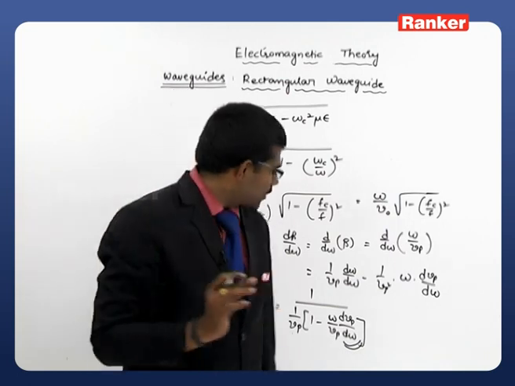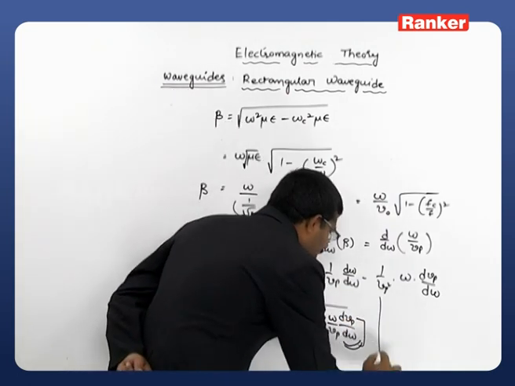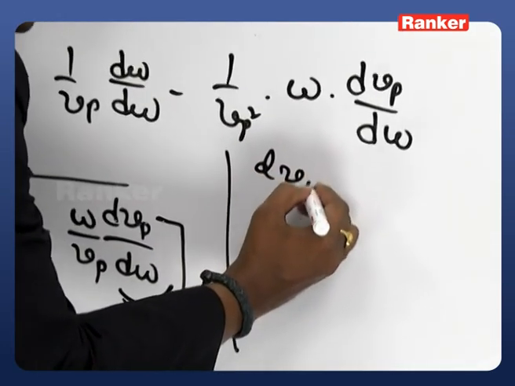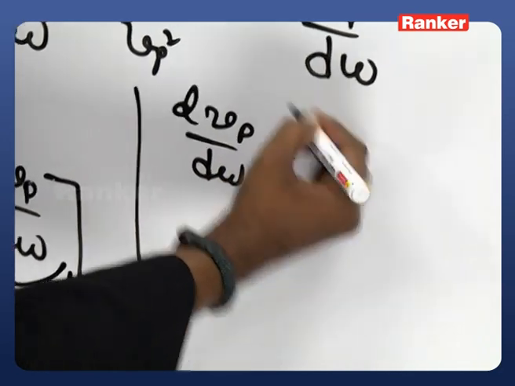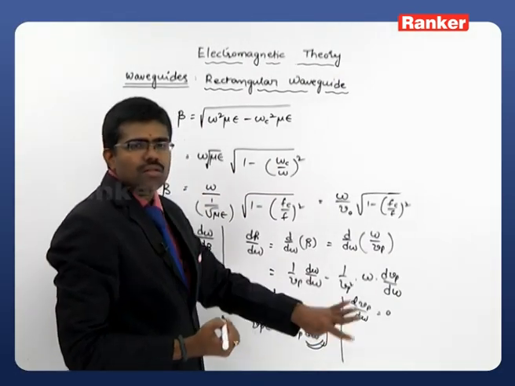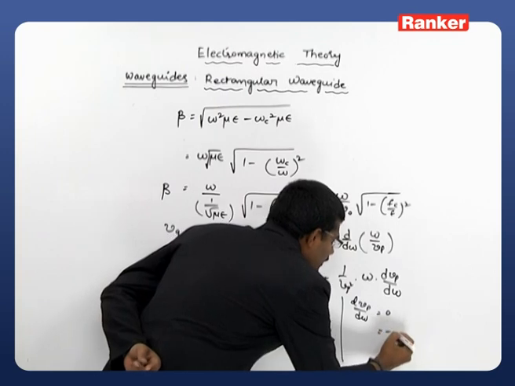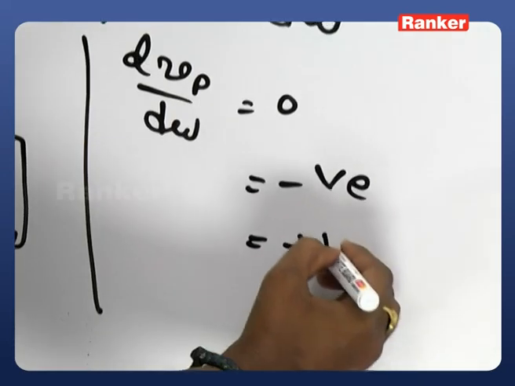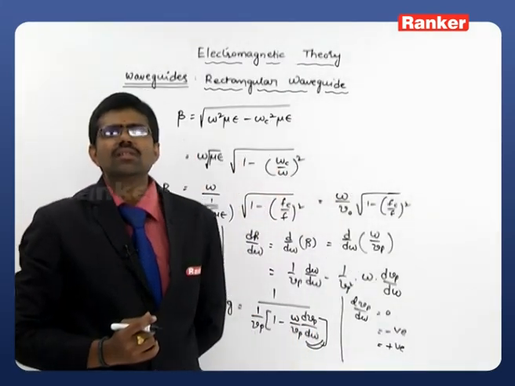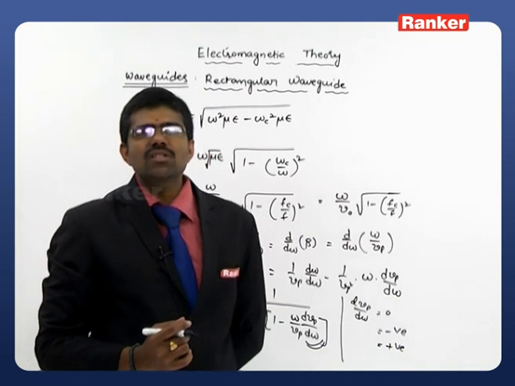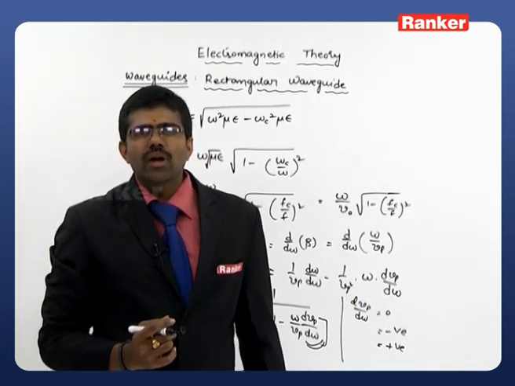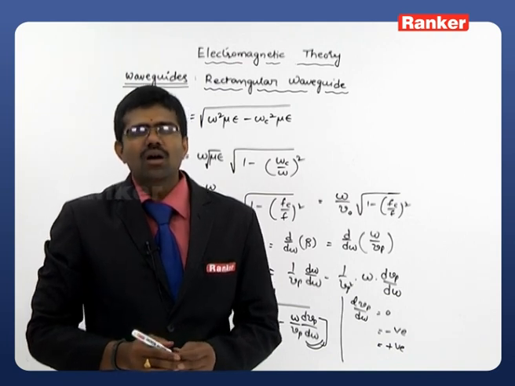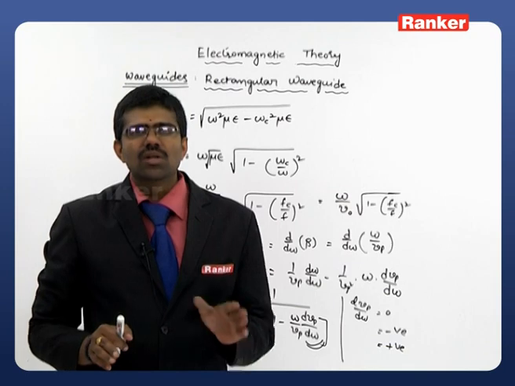So these are the three conditions we are supposed to remember, and all depend purely on dVp by d omega. Equal to 0 means there is no dispersion, negative means nominal dispersion, positive means very, very high or anomalous dispersion. So these are the dispersion conditions for our rectangular waveguides, and purely depending on these conditions you can observe whether it is a highly dispersive, nominally dispersive, or zero dispersive propagation.